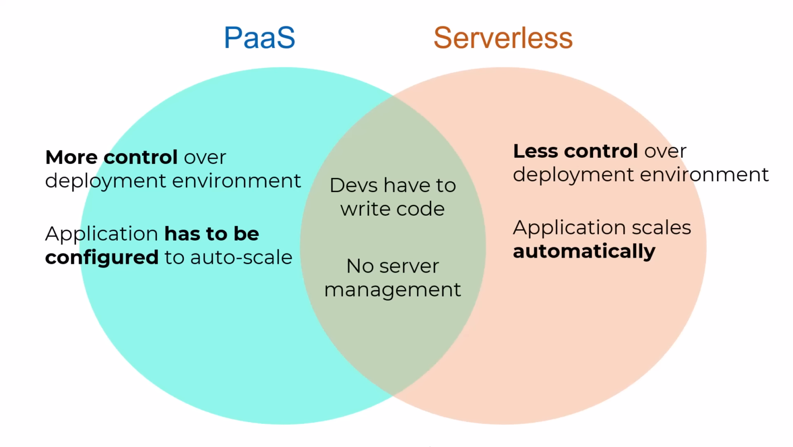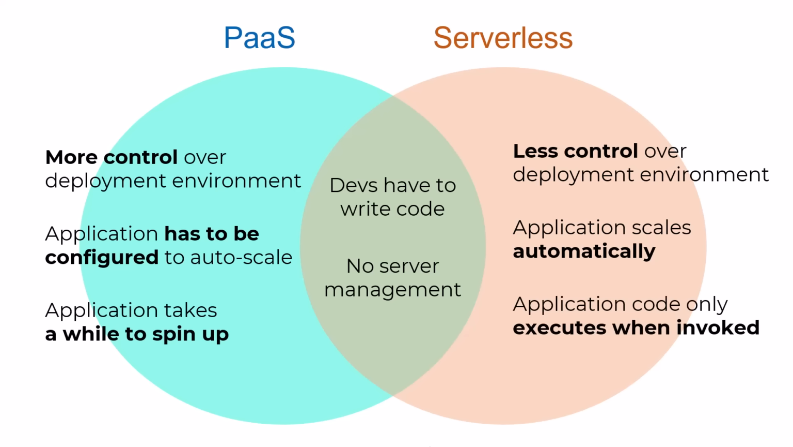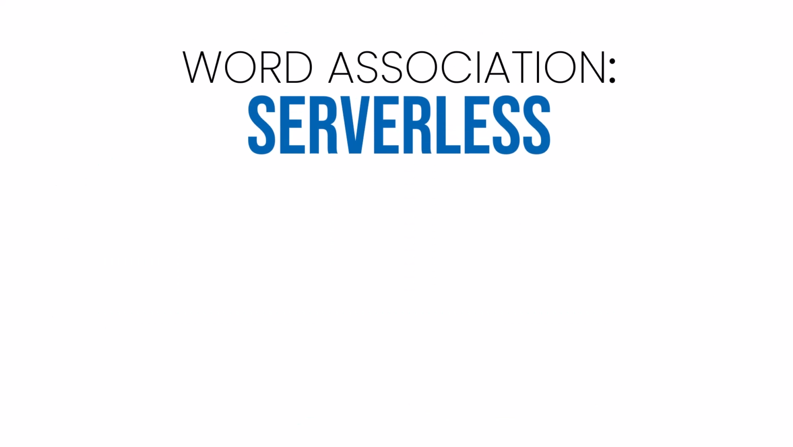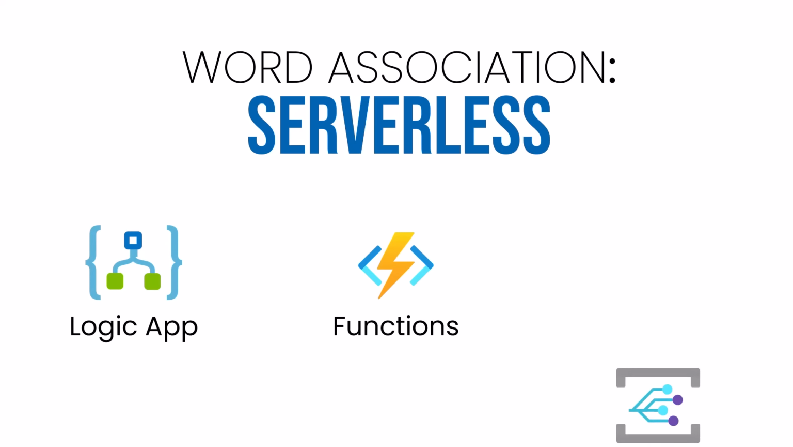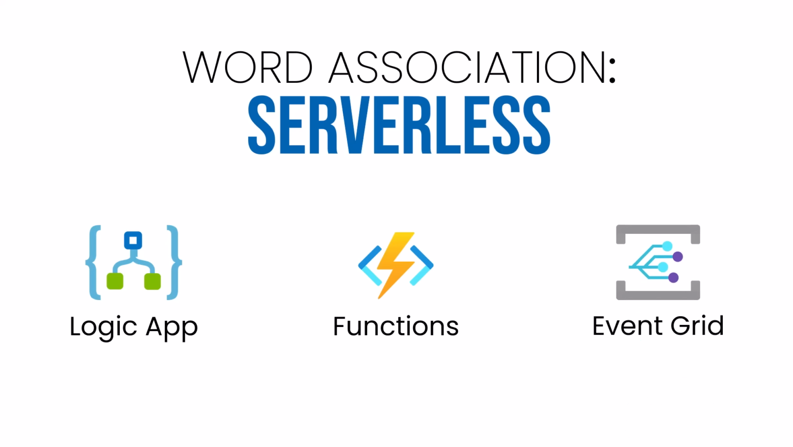You have less control, but because the scale is automatic, you don't really care that you have less control. And on the PaaS side, the application takes a while to spin up, where on the serverless side, application code only executes when it's invoked. Let's take a look at some Azure Cloud services that fall into the serverless category. Three that come immediately to mind are Azure Logic App, Azure Functions, and Azure Event Grid.